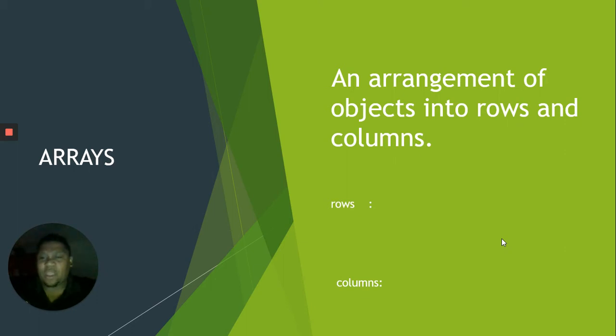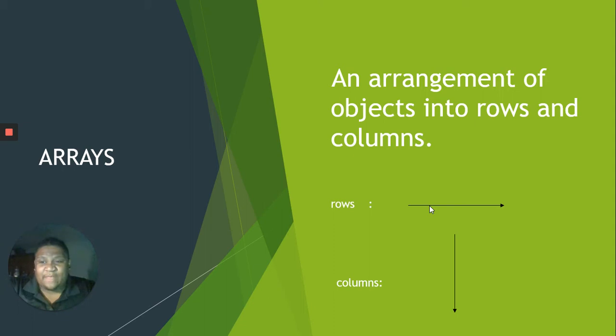So, who can tell me what a row is? Who can remind me what a row is? A row is those things that go left to right. If you can see my arrow is pointing left to right. So if a row goes left to right, then a column must go up and down.